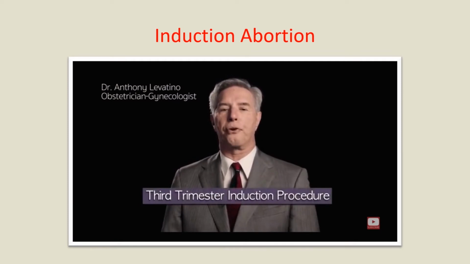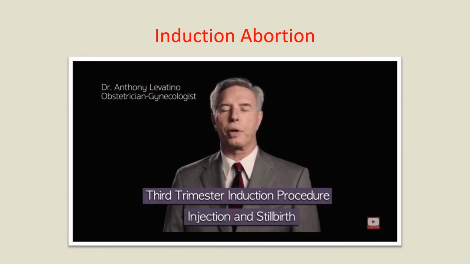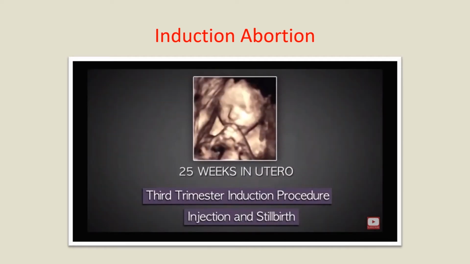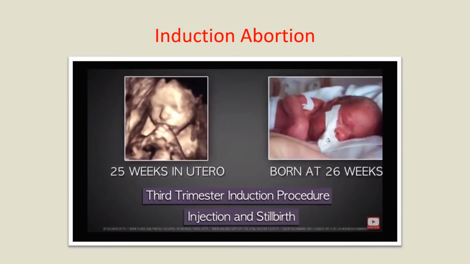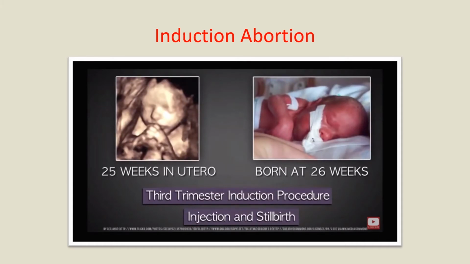And now, induction abortions. Today I'm going to describe a 3rd trimester induced abortion, which is performed at 25 weeks to term. At this point, the baby is almost fully developed and viable, meaning he or she could survive outside the womb if the mother were to go into labor prematurely. Because the baby is so large and developed, this procedure takes 3 or 4 days to complete.